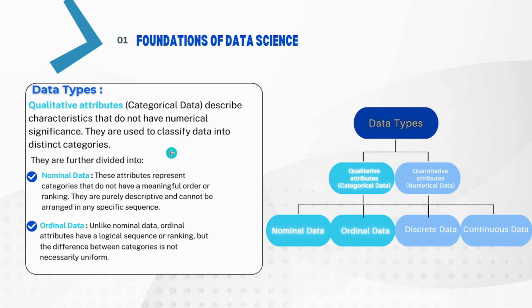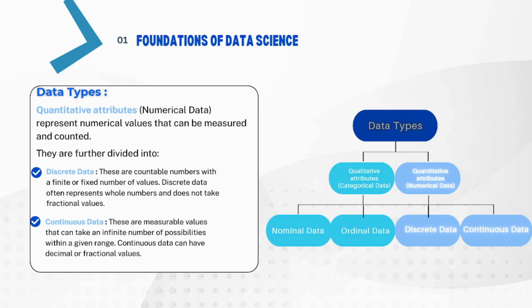They are further divided into two main groups. Nominal data represents categories that do not have a meaningful order or ranking. Ordinal data, unlike nominal data, has a logical sequence or ranking, but the difference between categories is not necessarily uniform.